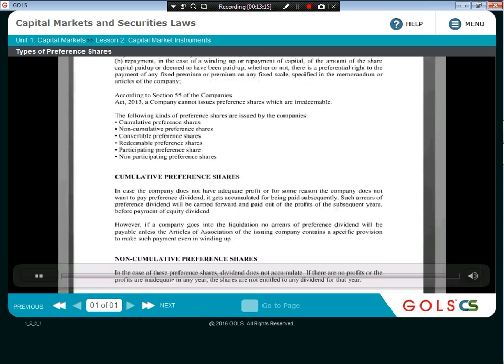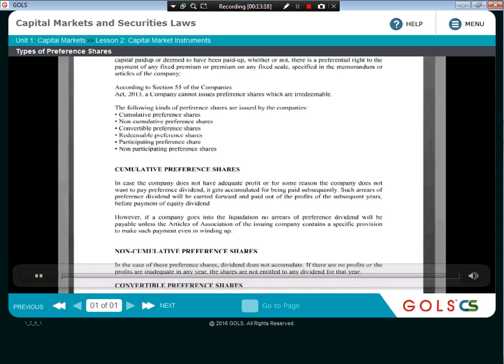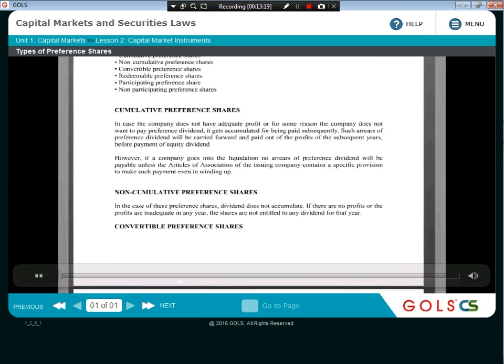Non-cumulative means it does not accumulate. If the company doesn't have profits for a particular year, it will not pay dividend. Nothing gets accumulated. You don't get dividend for that one year, you never get that dividend. It's gone. And it is not treated as a default. So in that respect, they are not treated as debt.